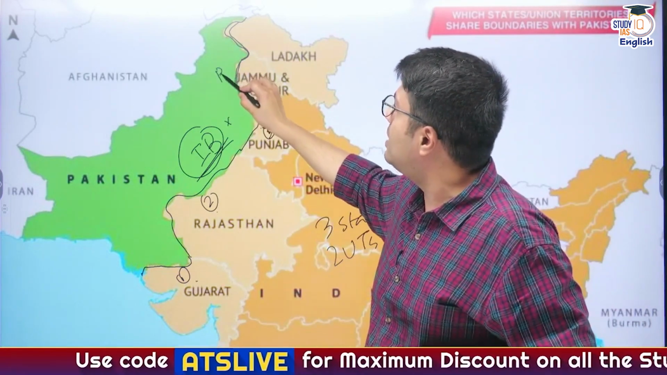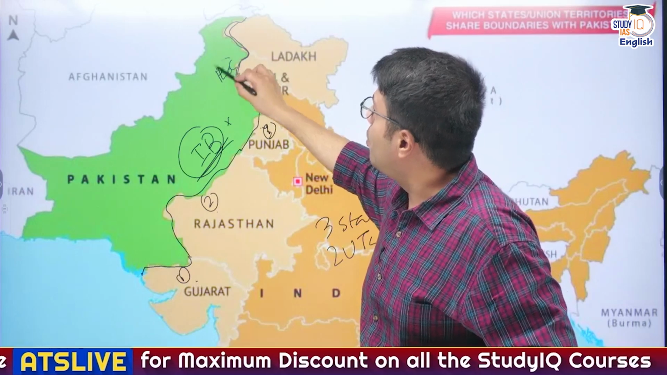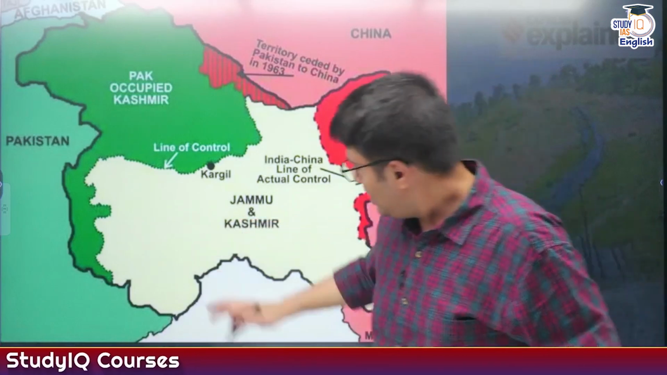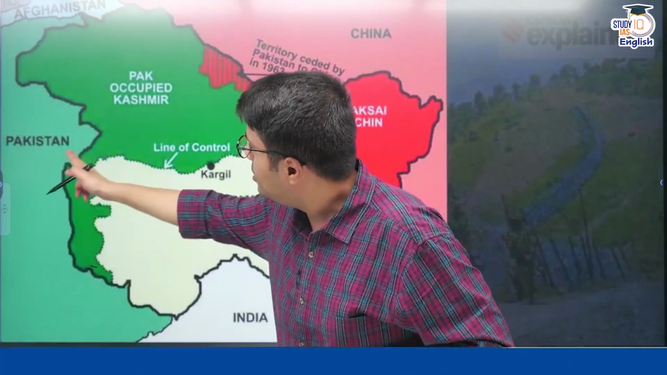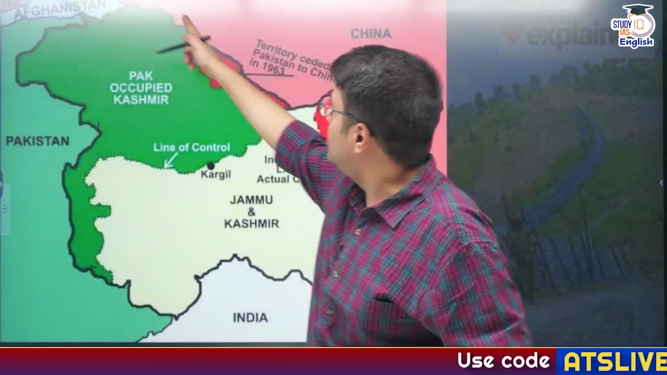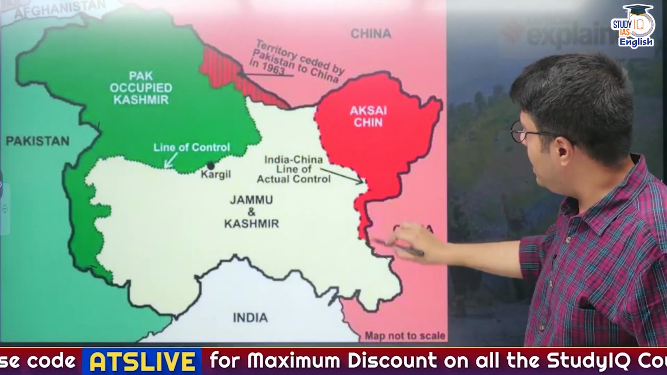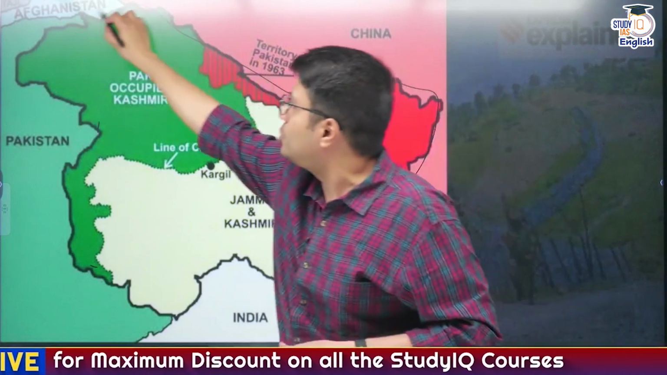Rather, these are called the line of control. Why are these called the line of control? Let us see the next slide. Now, if you see the slide, this is the formal separation according to the instrument of accession that separates India and Pakistan on the west and India and China on the east. That is the entire region of Jammu and Kashmir.